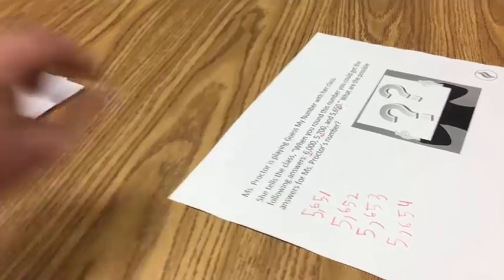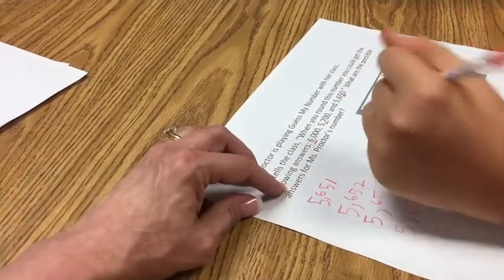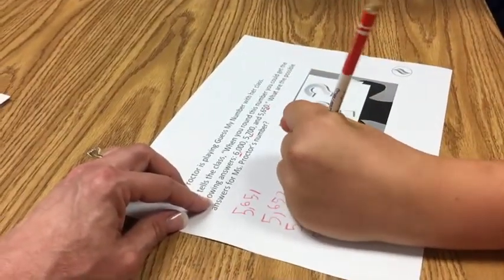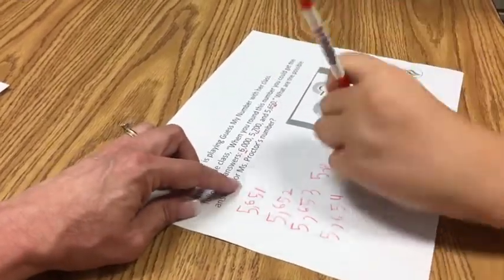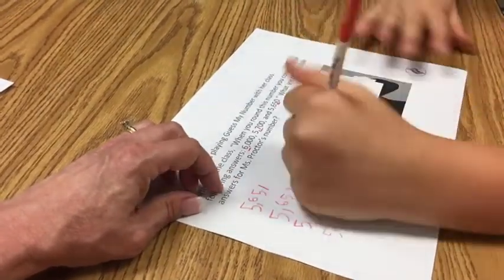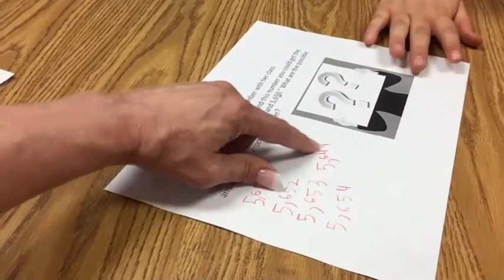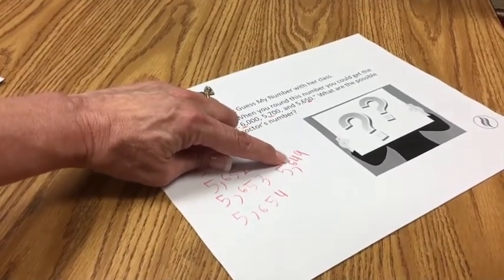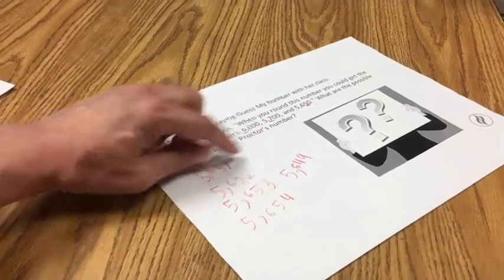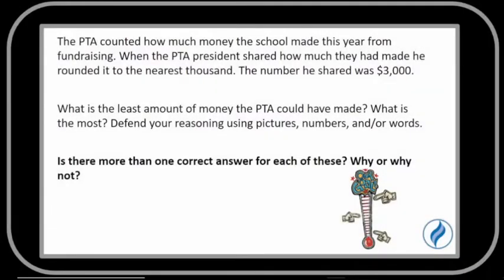Yes. Let's try it. Write a number that's less than 5,650. What if we write 5,649? So would this number round to 5,650? Yes. Okay, would this number round to 5,700? No. So could it be less than 5,650? No. In this next task, the PTA president shared the amount of money that was raised from fundraising.